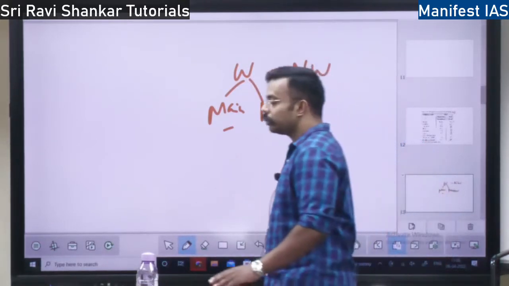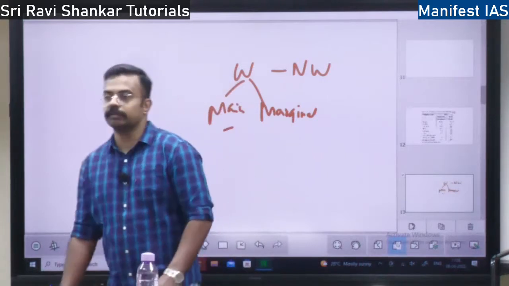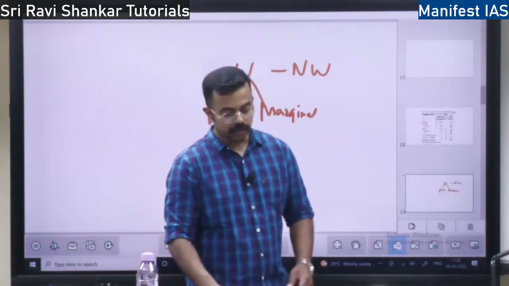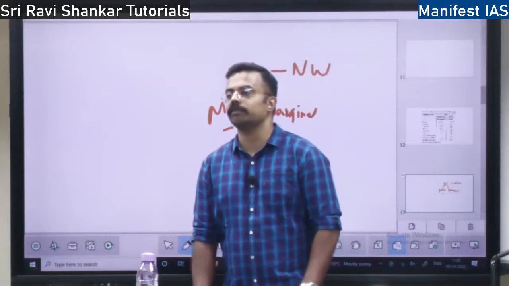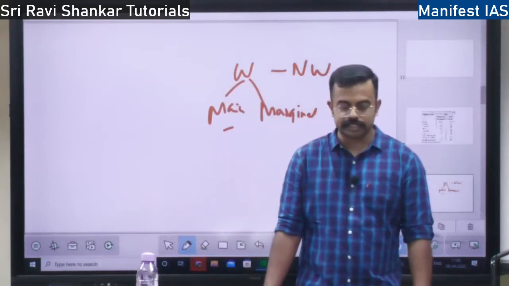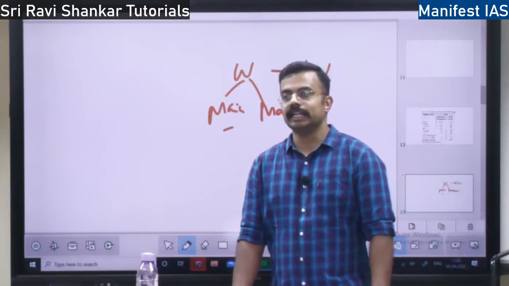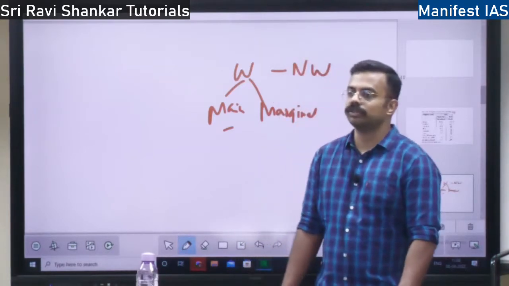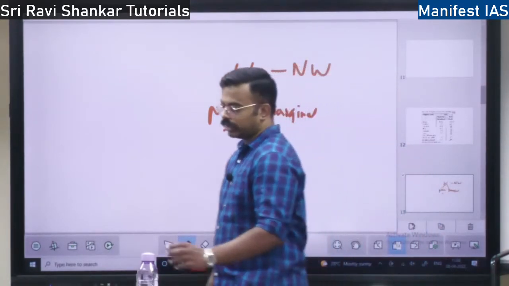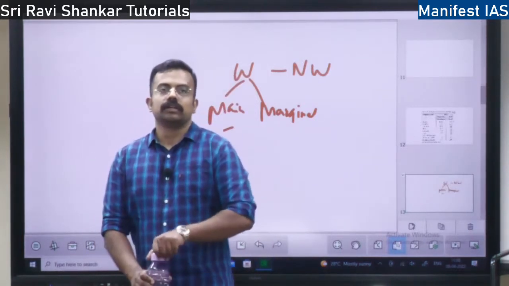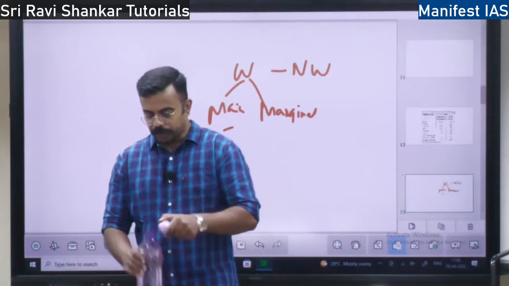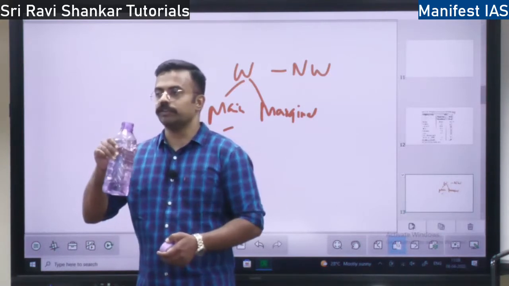Now we will talk about the migration pattern in India. So what is migration? Migration is moving from one place to another place. Why is migration important? See, India is a land of migrants, right? So if we look at the human history in India, that is the anthropological history of India.